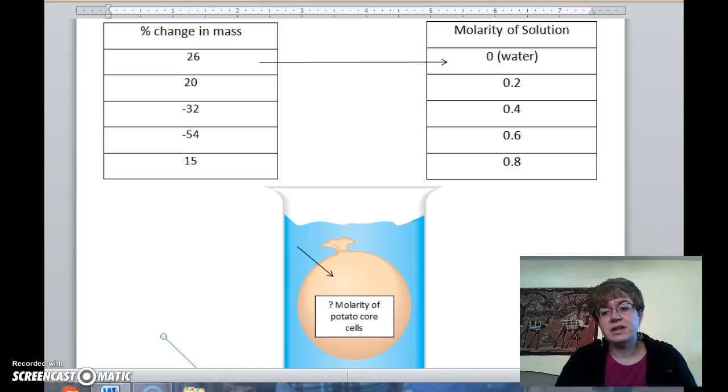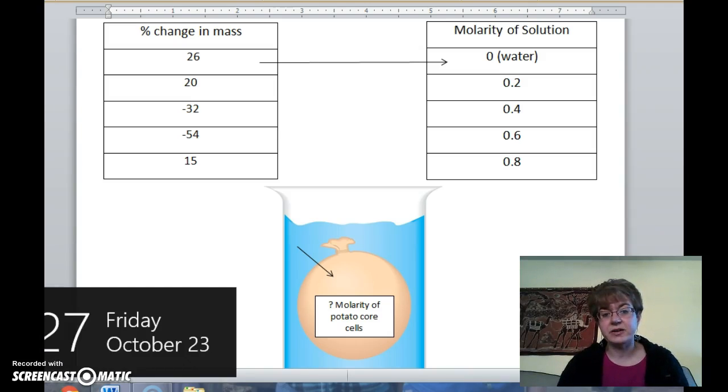Hi guys, I realized yesterday after class that we hadn't talked about how to figure out which of your percent changes of mass went with which molarities of the sucrose solution that you used. I know I talked about this with a couple of the groups, but not all of them. So I wanted to go over my thinking to help you in deciding what masses went with which molarities, just in case you haven't done that already. So I just made up some fake data over here.